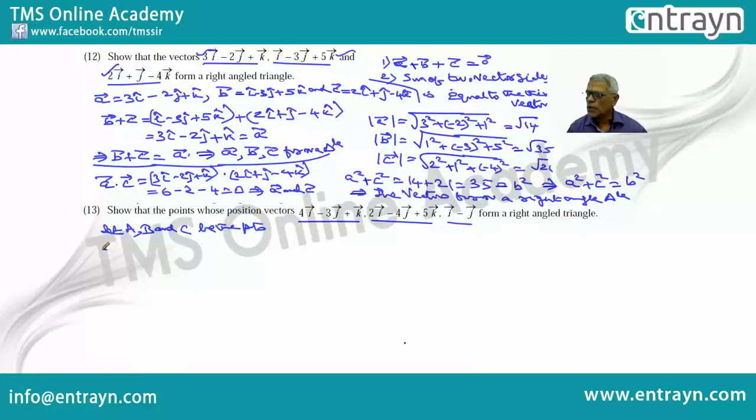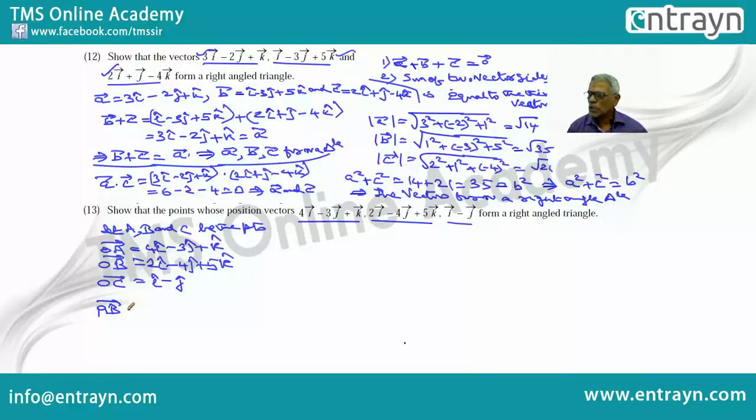So what is OA vector? OA vector is 4i minus 3j plus k. And OB vector is 2i minus 4j plus 5k. And OC vector is i vector minus j vector. Clear?